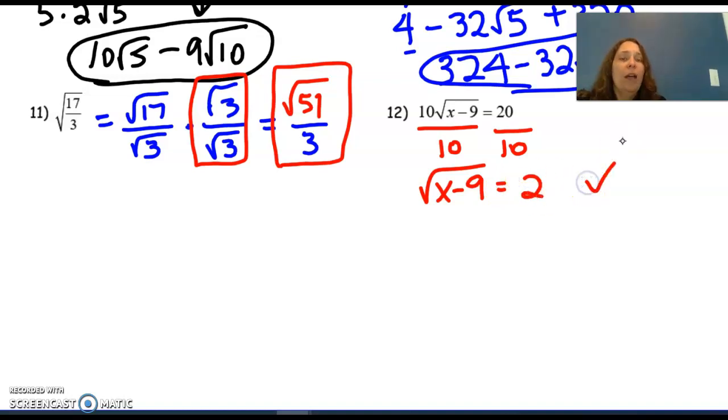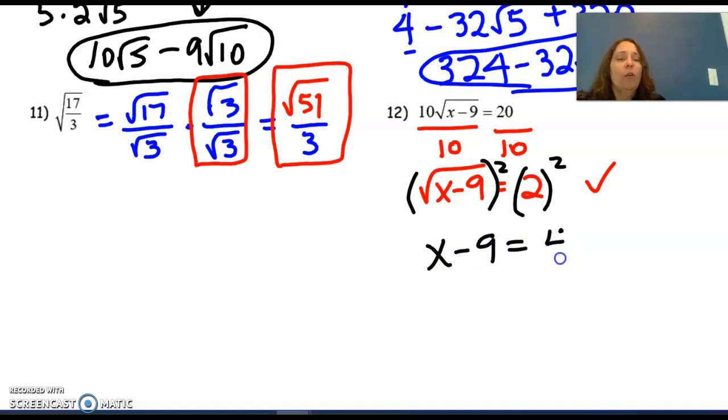Step 1, check. Step 2, square both sides. So take radical x minus 9 squared equals 2 squared. That gives us x minus 9 equals 4. Check. Last step, get x by itself. So add 9 on both sides, and you should end up with x equals 13.